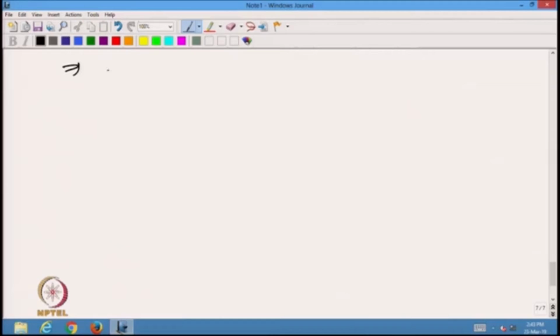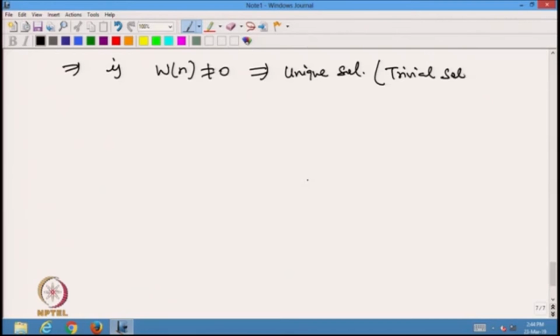Now, I will say that if W(x), the Wronskian, is not equal to 0, in that case I will have a unique solution. Unique solution means trivial solution, and in that case I will get C1 equal to 0 and C2 equal to 0. So, in that case I can say that my functions y1(x) and y2(x) are linearly independent.